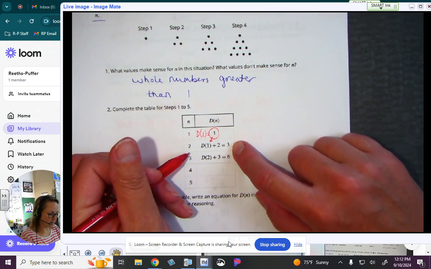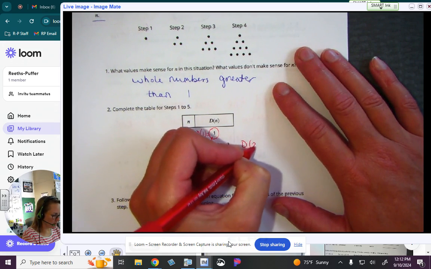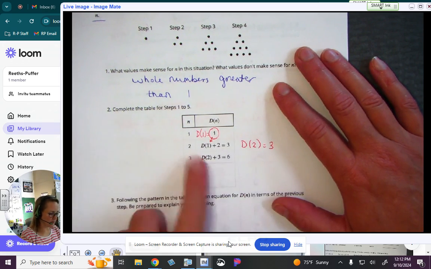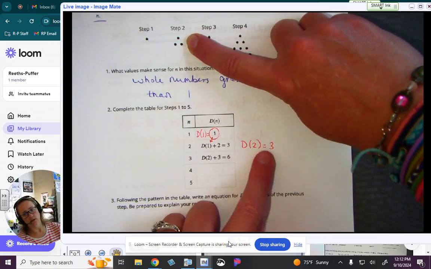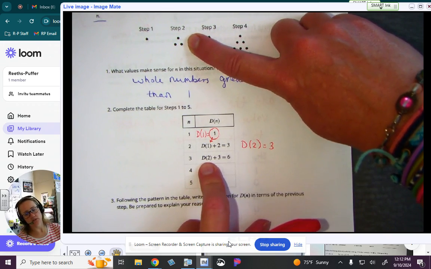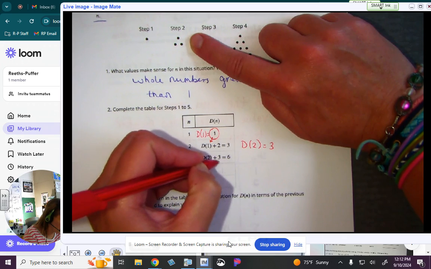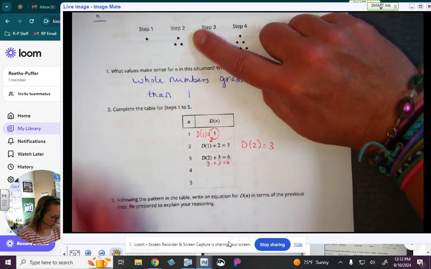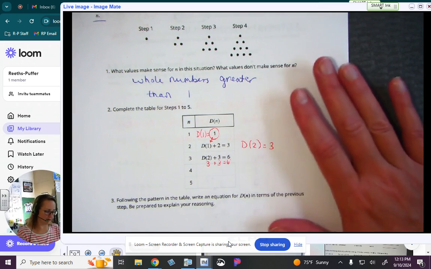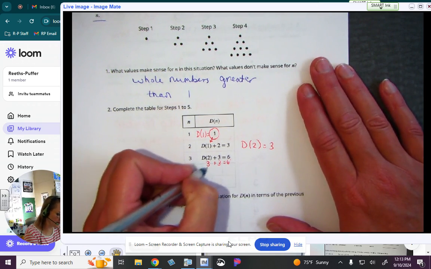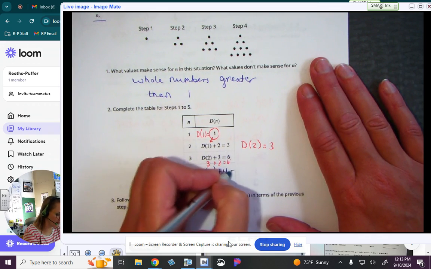And now to find the next one, this is telling me that d of 2 is 3. When I put 2 in the second step, there are 3 dots to it. So d of 2 is 3. And if we add 3 to it, we get 6. If I just keep filling out the table with that same pattern, this is saying if I take the prior term, d3, and this time I add 4, I'm going to get 10.